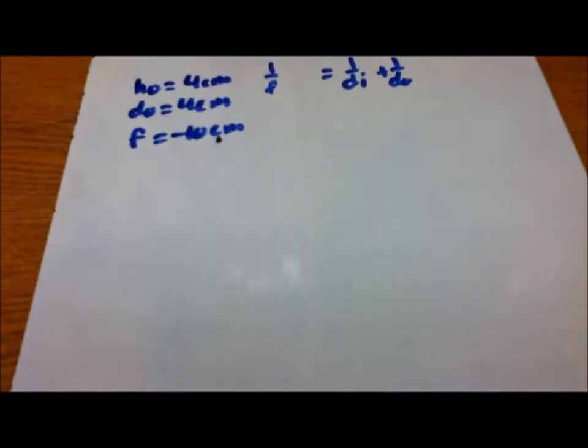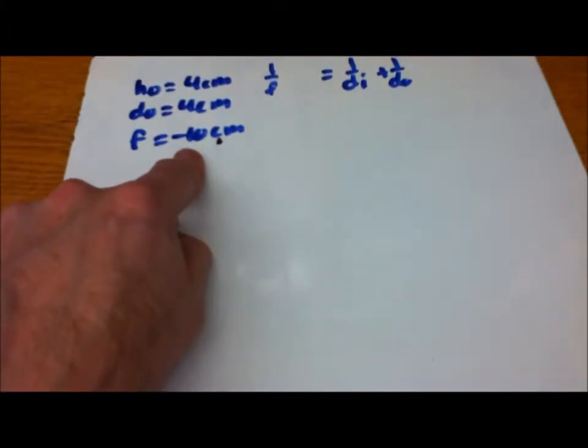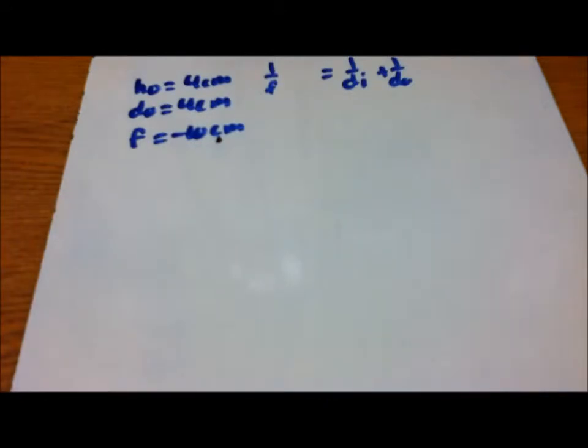Question 5 reads, a 4 centimeter tall object is placed 4 centimeters in front of a diverging lens with focal length 10 centimeters. So here's the information that we're given. We also have a negative value for the focal length because we're dealing with a diverging lens. We have to calculate the distance of the image in question A here.